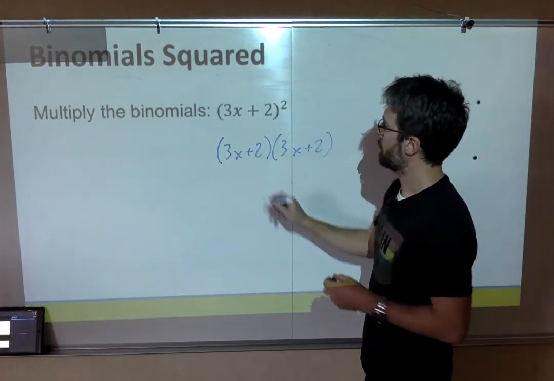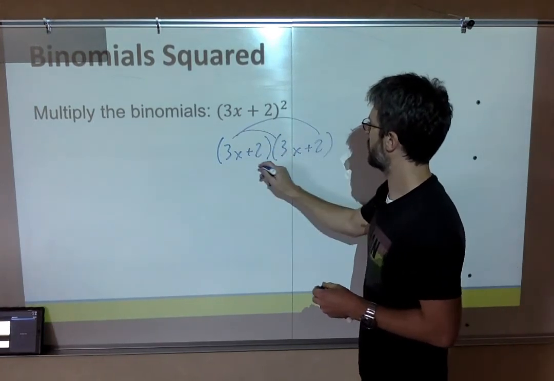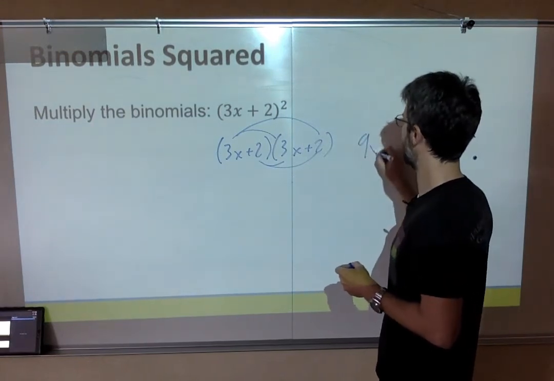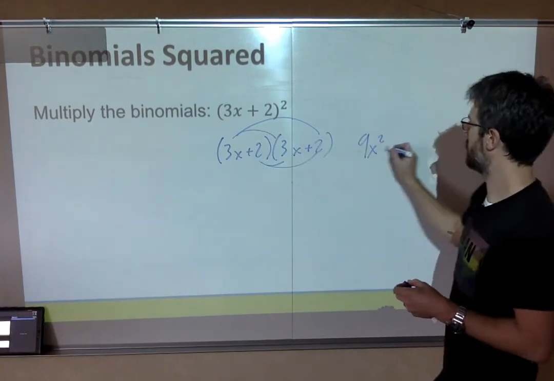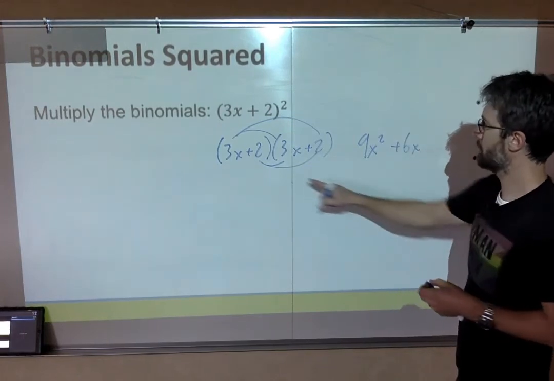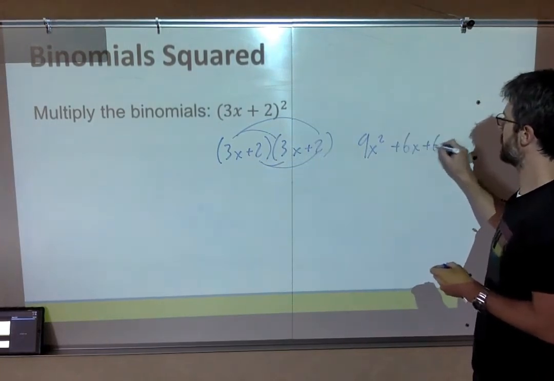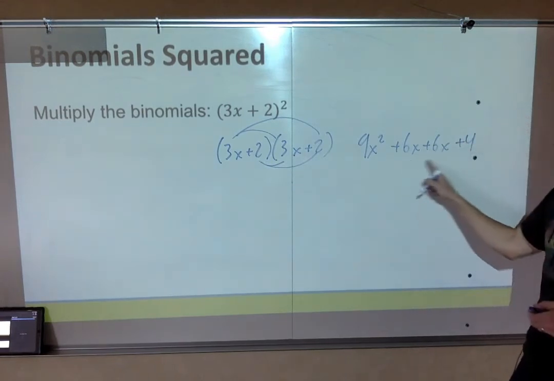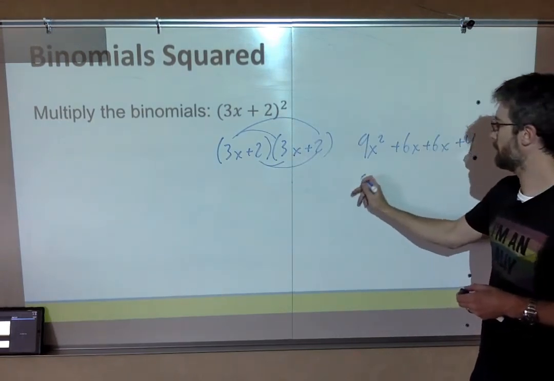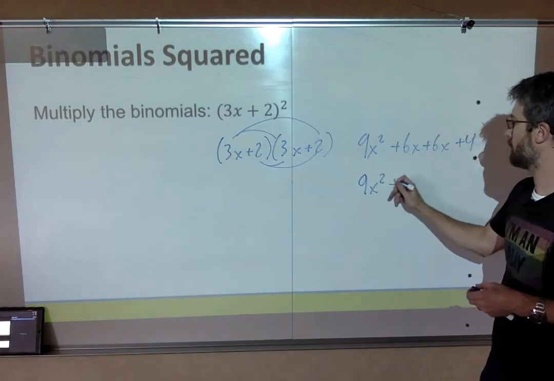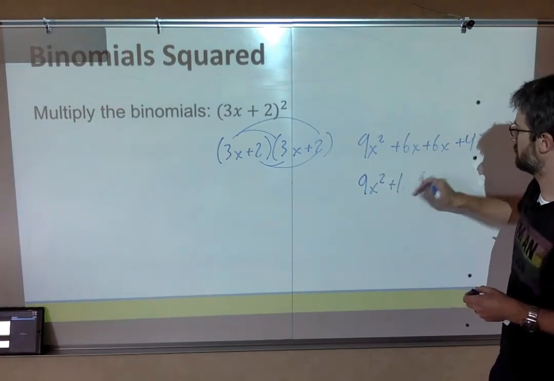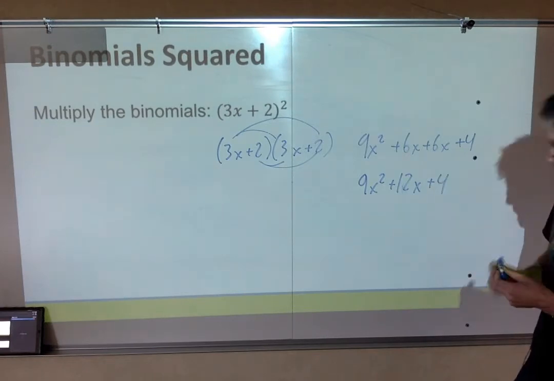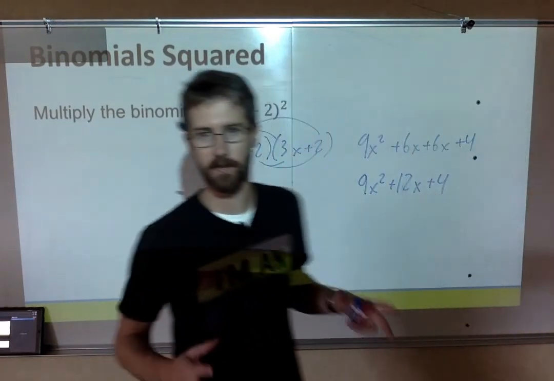If we distribute, it's going to be 9x squared plus 6x plus 6x plus 4. And now we've got two like terms that we combine, and it's 9x squared plus 12x plus 4. All right, so that's all well and good for squaring.